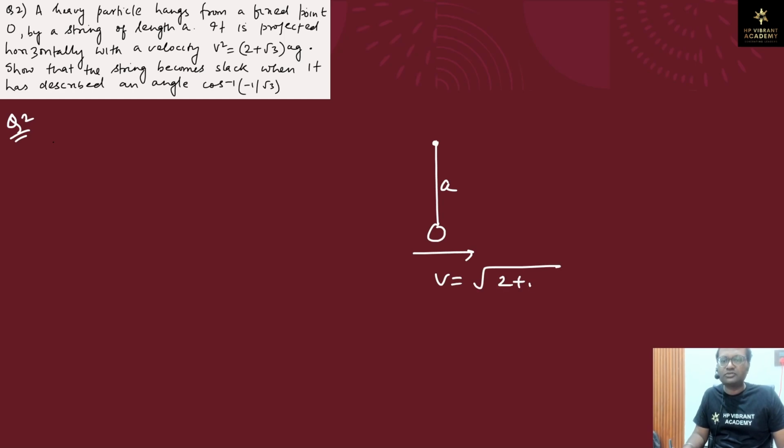Question number 2. A heavy particle hangs from a fixed point by a string of length a. This is length a, and a heavy particle hangs from here. It is projected horizontally with velocity v is equal to root under 2 plus root 3 ag, so that the string becomes slack.